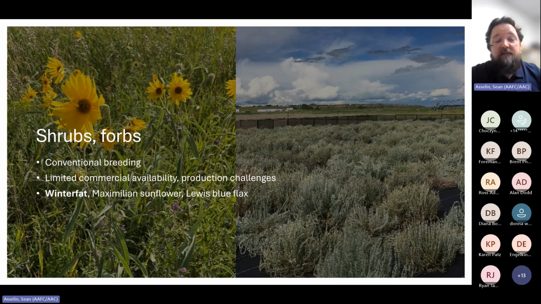The species on the left-hand side is Maximilian sunflower, a native sunflower species that's quite vigorous and found primarily in the tallgrass prairie ecoregion. It has some interesting characteristics, but it does suffer from seed shattering, so seed harvest can be tricky. It also has indeterminate flowering, so all the flowers are maturing at different times and they can shatter at different times, which again is a factor that complicates seed harvest. But these are some things that we are working on in these species. Currently in terms of shrubs and forbs, we're looking at winterfat, Maximilian sunflower, and we also have some projects on Lewis blue flax.